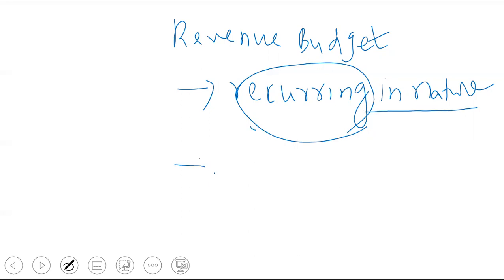We will give the example. What are the things which are included? Revenue budget includes revenue receipt, RR, and revenue expenditure. Underline it, this will also be asked for MCQ. Revenue receipt and revenue expenditure.